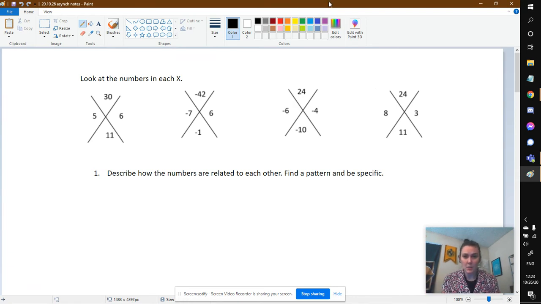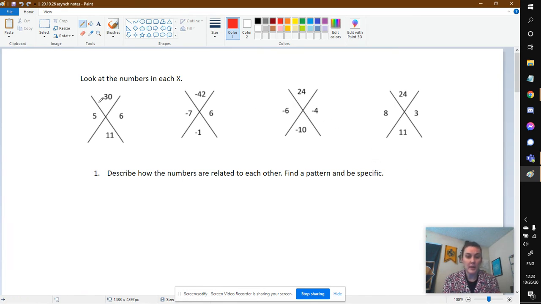Okay, this is going to be one of those videos where I tell you to pause and think something through, or pause and write something down, and then come back and watch the video. So for right now, I'm going to describe these numbers in the X's. You're going to pause the video and try to see if you can figure out how the numbers are related to each other and find a pattern.